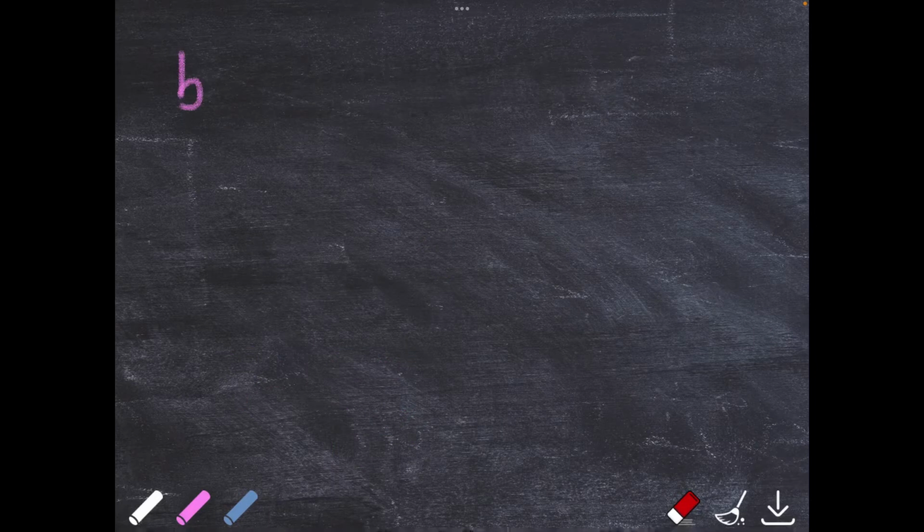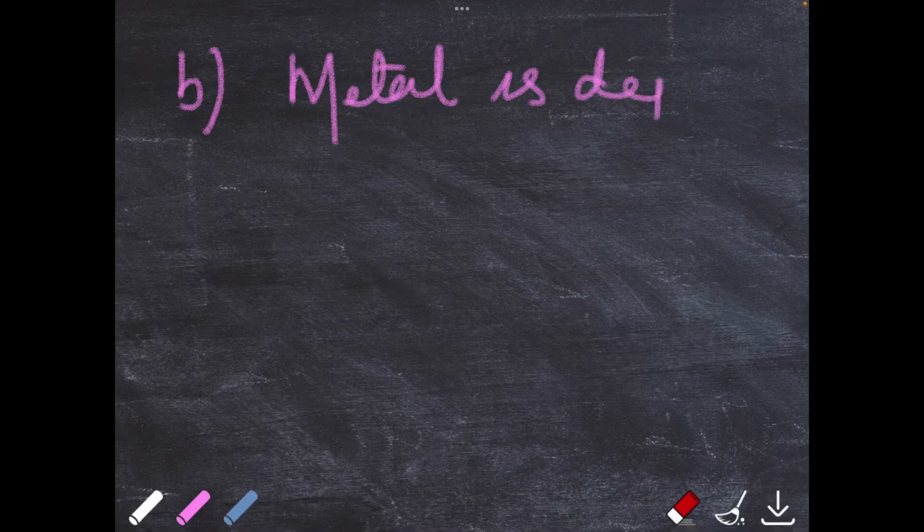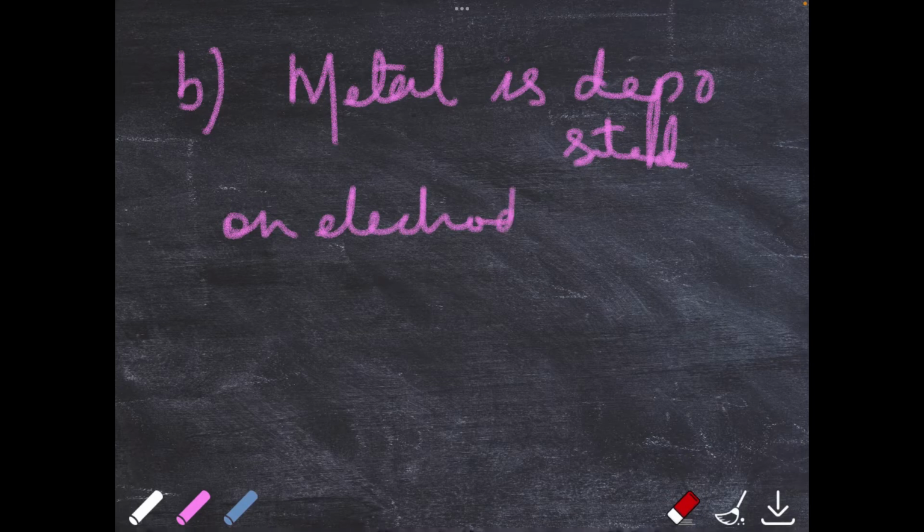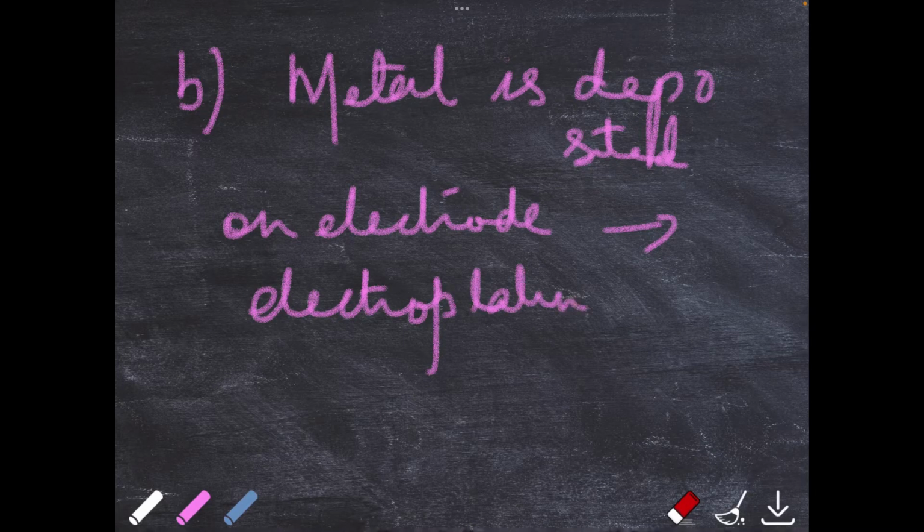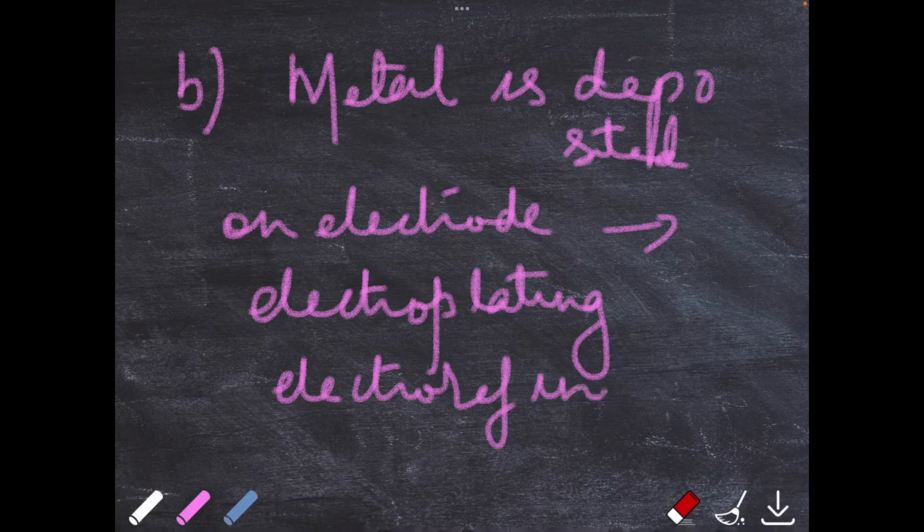Second is metal is deposited on electrode. Now this can take place generally in electroplating, and also in electrorefining. So they both indicate that a chemical reaction has taken place.